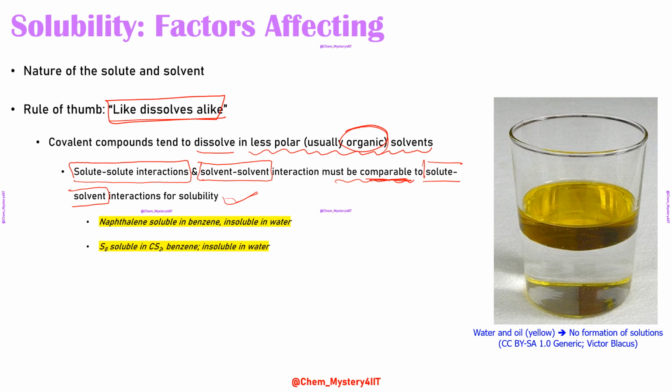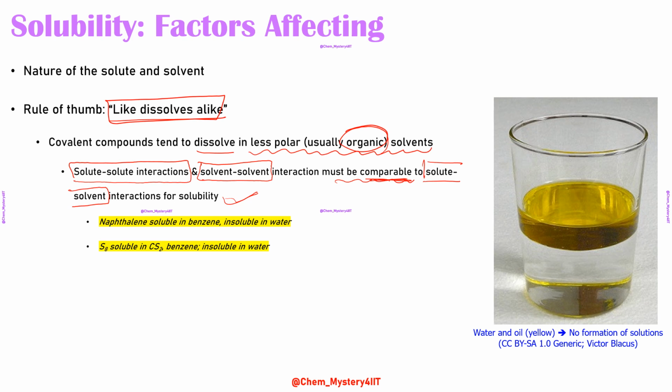We have another example where sulfur is soluble in carbon disulfide and in benzene, but insoluble in water. Once again, the same reason plays. Sulfur has covalent bonds, and carbon disulfide has van der Waals forces which are not very polar in nature. Both sulfur and carbon disulfide are non-polar molecules, so they can dissolve something which is non-polar. That's why sulfur dissolves in carbon disulfide, which is non-polar, and even benzene is non-polar. Water, being polar, will not easily mix with sulfur.